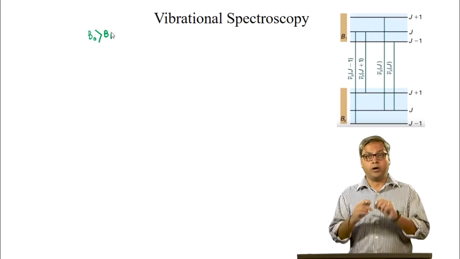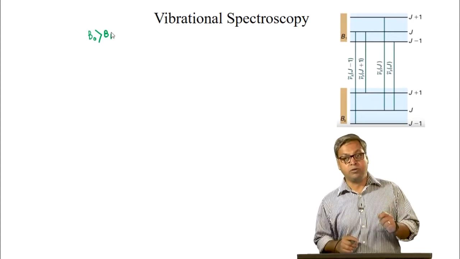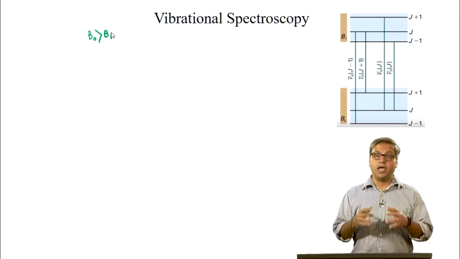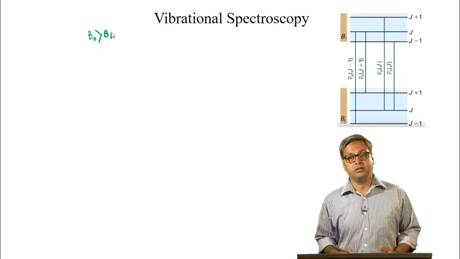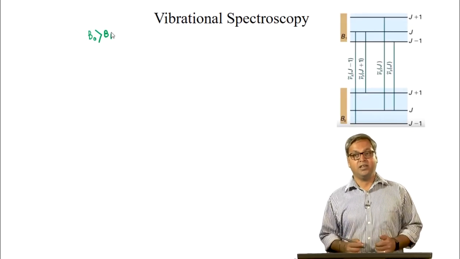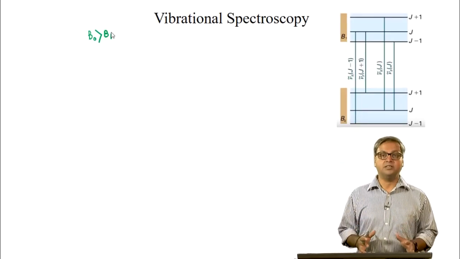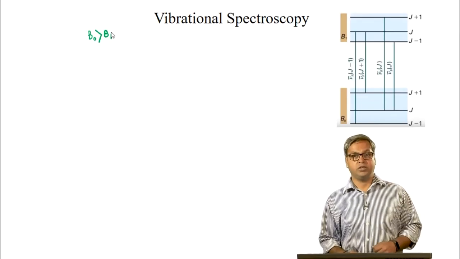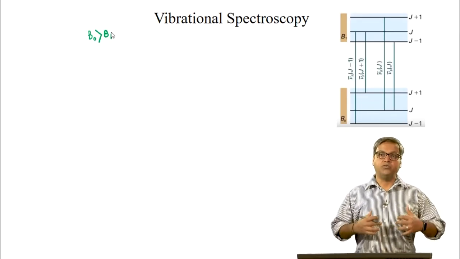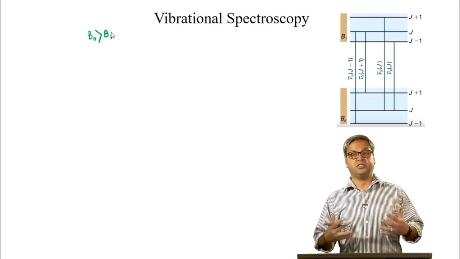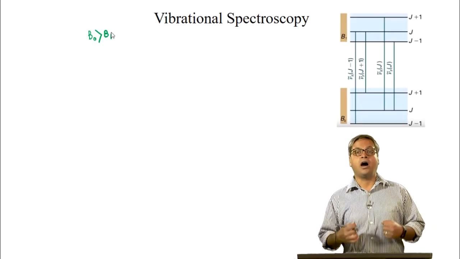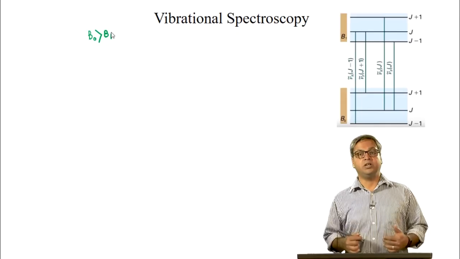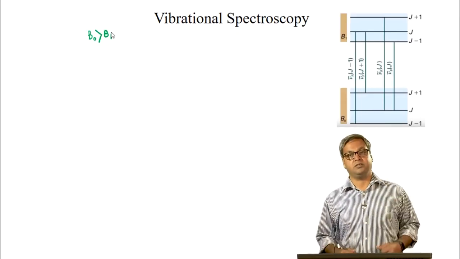But for the R branch, for the same reason, that is B 0 greater than B 1, the lines are going to get closer together as we go to larger initial J states. So, this is exactly what we saw in the gaseous HCl spectrum. The lines in the P branch are spreading out as we go to higher initial J states, and the lines in the R branch are getting closer together as we go to higher initial J states.